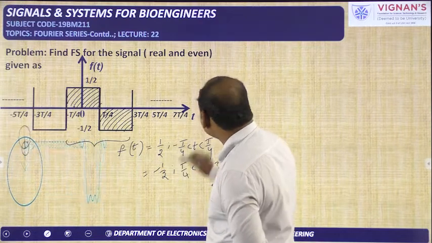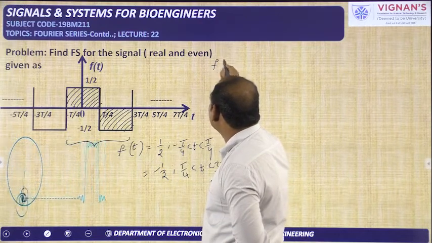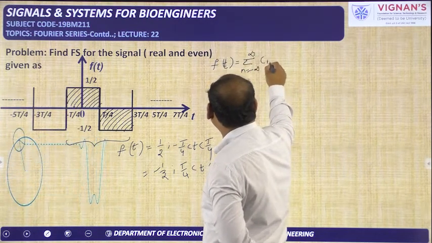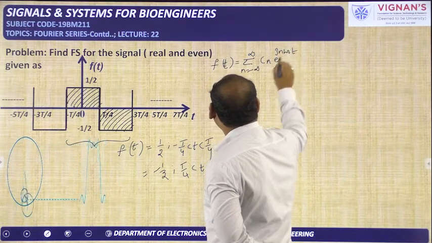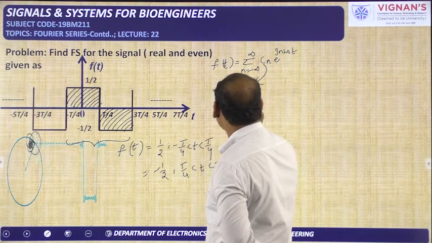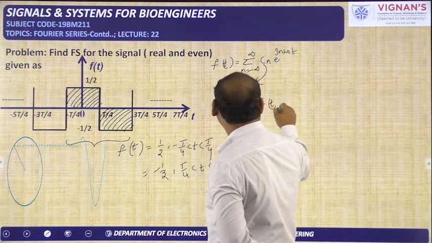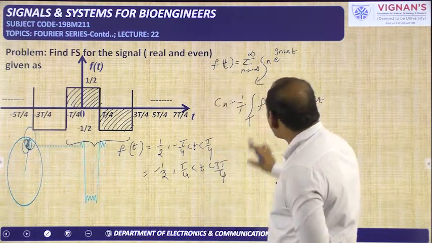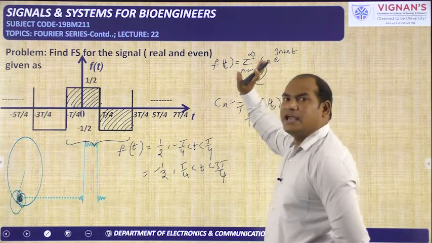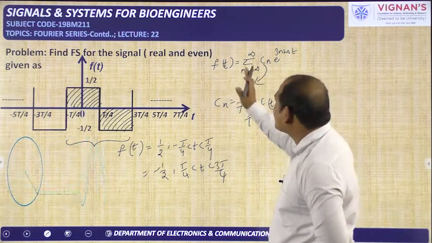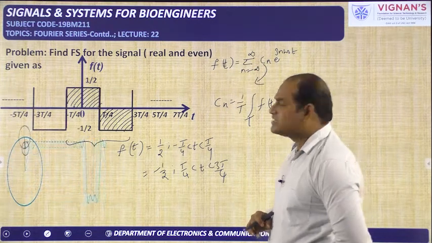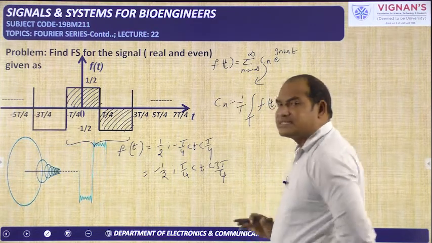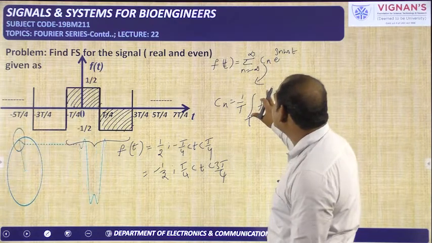After that, what we need to do? The general procedure is f of t is equal to sigma n from minus infinity to plus infinity Cn e power j n omega naught t. We need to calculate the Cn value by using this formula. After calculating Cn, we need to substitute it in this exponential Fourier series expression, where Cn has to be replaced by using this particular integral calculation. So calculate Cn, then substitute here.